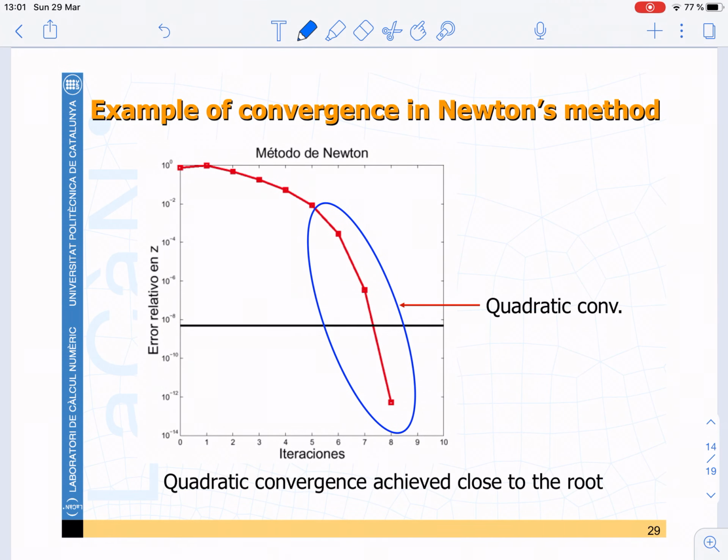It is important to note that Newton's quadratic convergence is asymptotic. That means when we're close enough to the root. So as we can see in this plot, convergence may be relatively slow, almost linear for the first iterations, but as soon as quadratic convergence kicks in, then the increase in accuracy is very rapid.